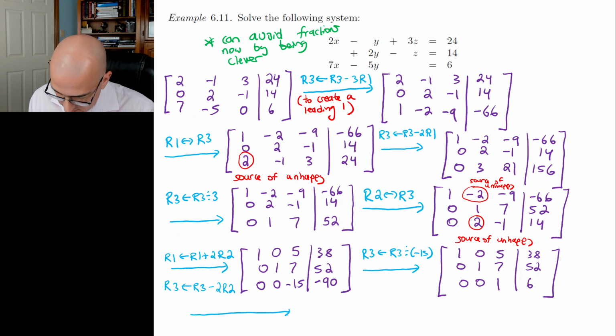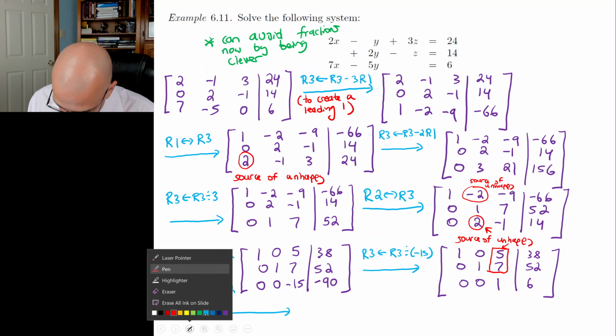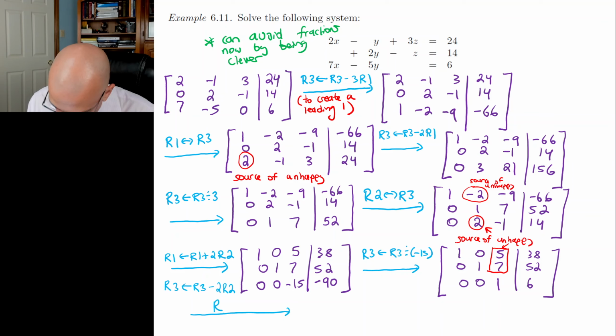So the last pair of moves, because of the source of unhappiness, we have a 5 and a 7 that have to be zeroed. I'm going to replace row 1 by row 1 minus 5 row 3, and I'm going to replace row 2 by row 2 minus 7 row 3. And make sure I know my times tables.